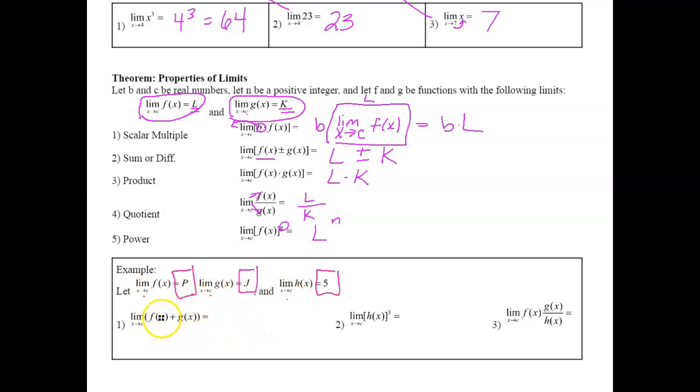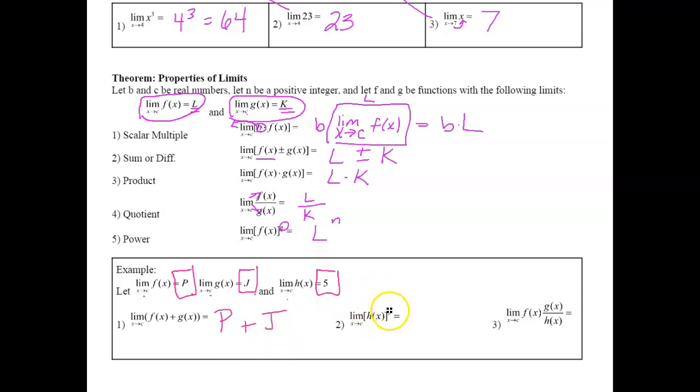So you just have to remember, oh, if we're adding these functions separately, I can do their limit values separately. So the limit of f plus the limit of g, and since we've applied the limit, that limit notation no longer applies to our answer. It's just p plus j, whatever that is.